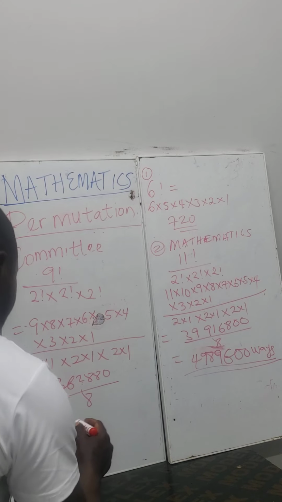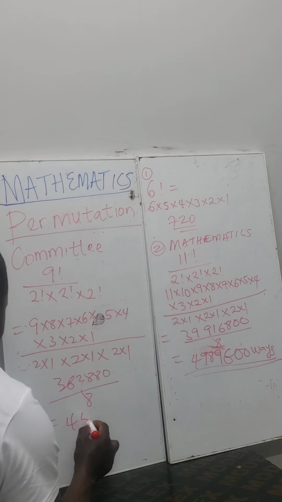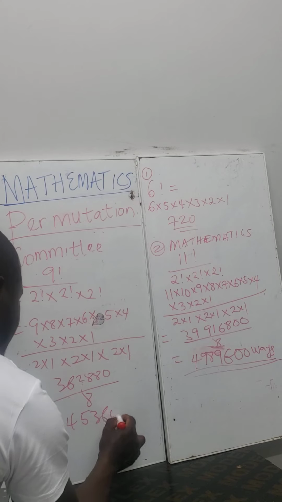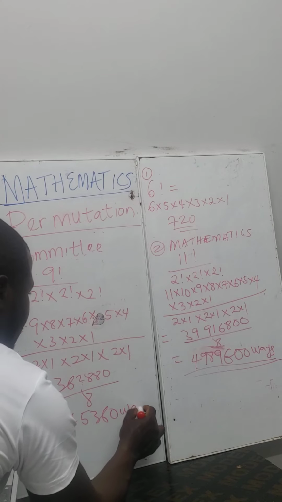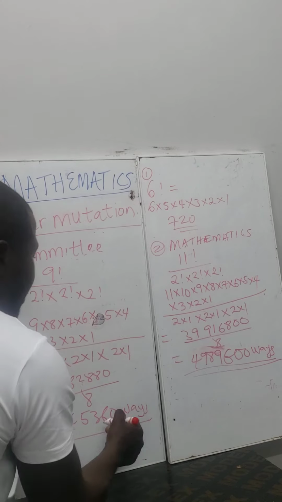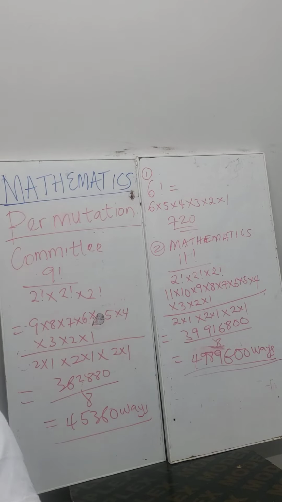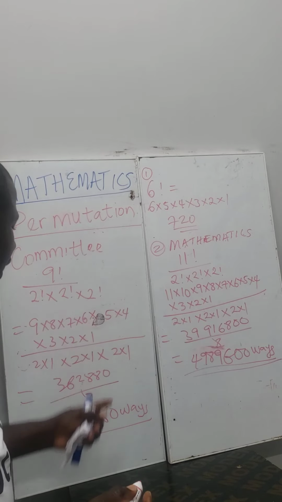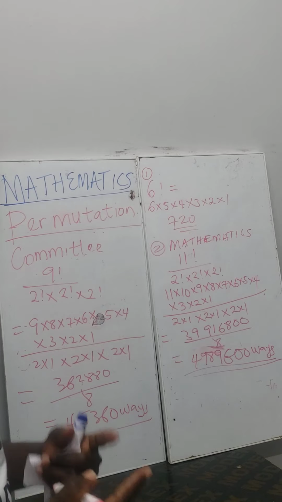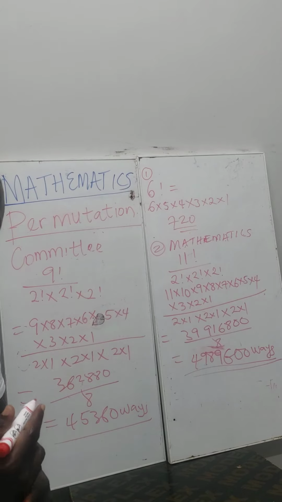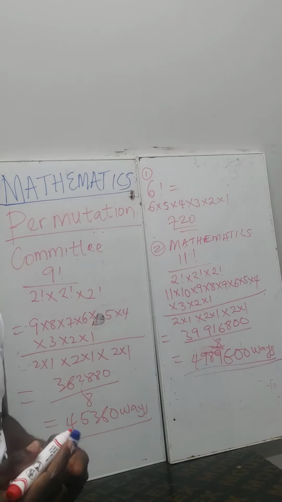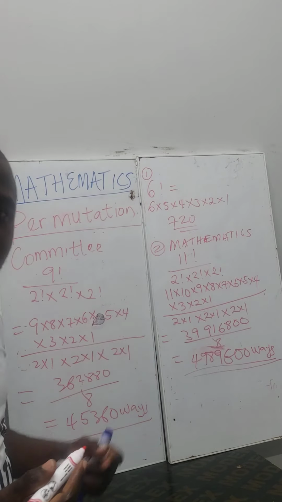What do we have as our final answer? We have 45,360 ways. So this is the number of ways that the word committee can be arranged. Do you understand the logic now? I believe it's clear to us. If it is not clear, watch the video again.